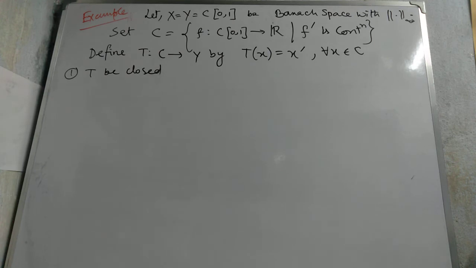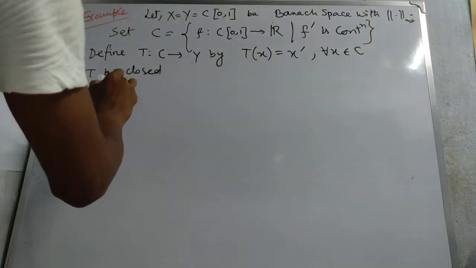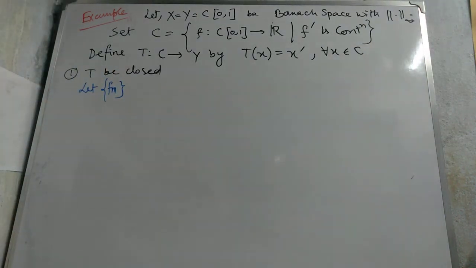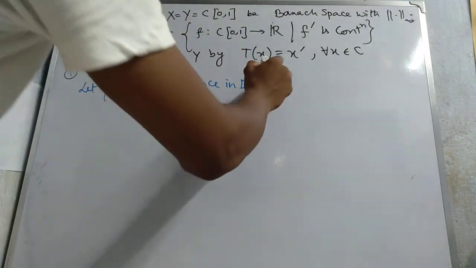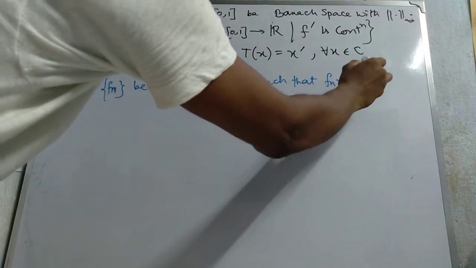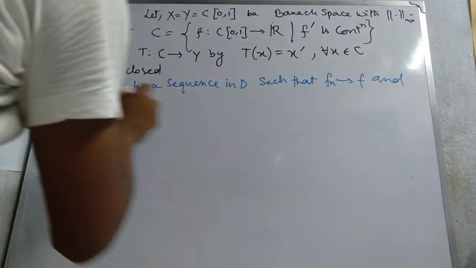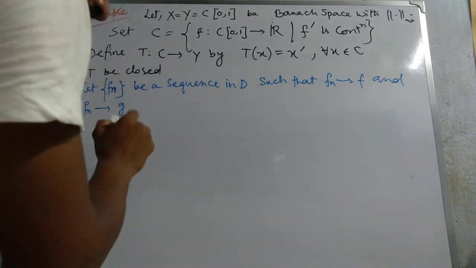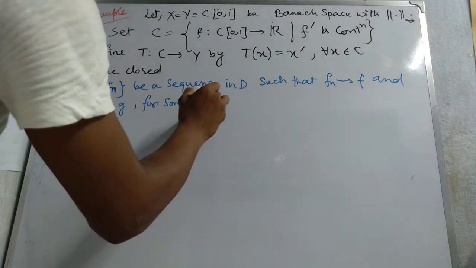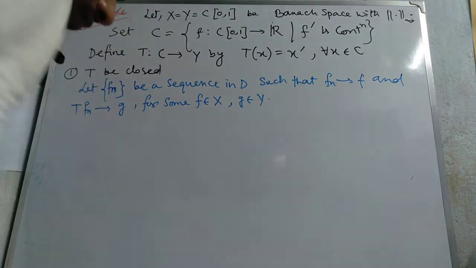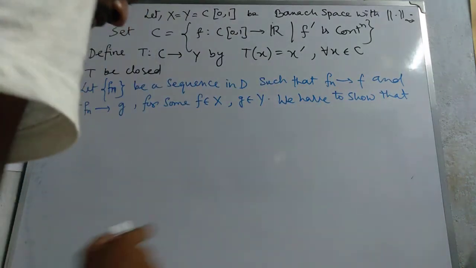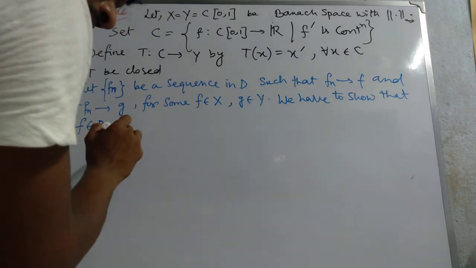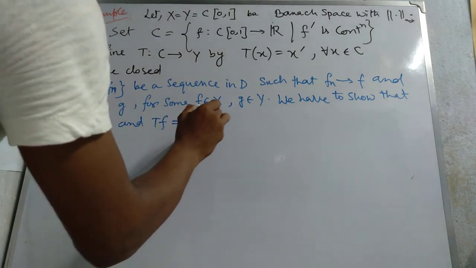How do we do this? Let f_n be a sequence in D such that f_n tending to f and Tf_n tending to g, for some f belongs to X and g belongs to Y. We have to show that f belongs to D and Tf equal to g, equal to f'.